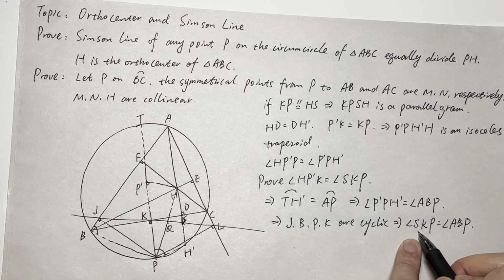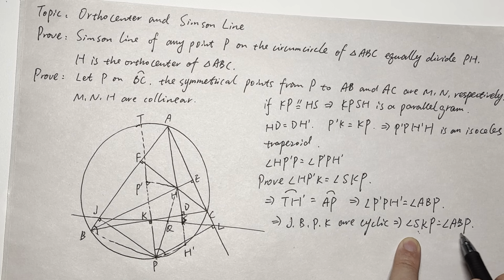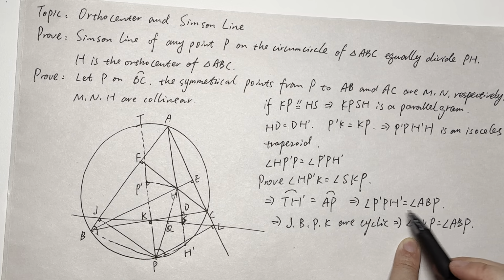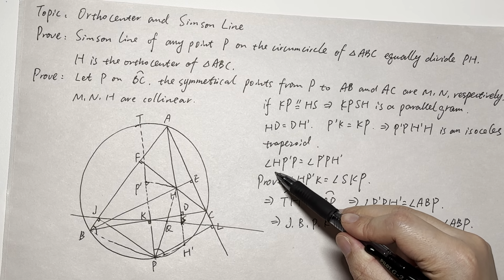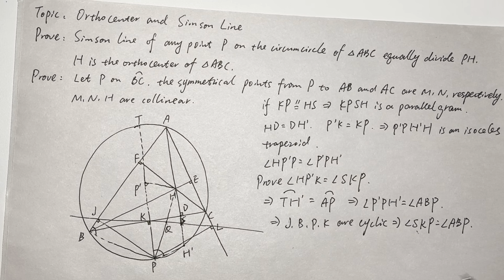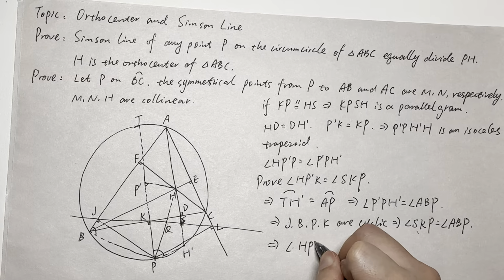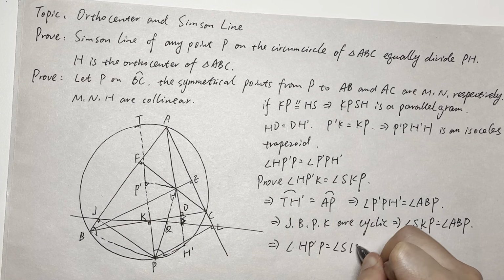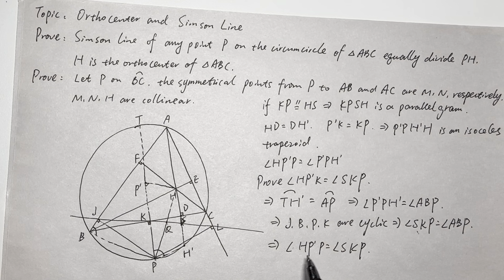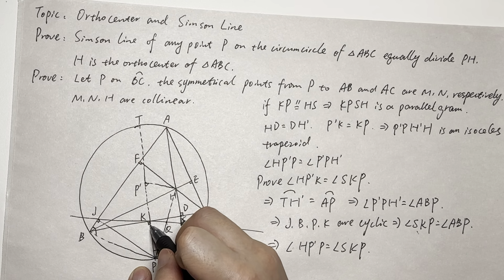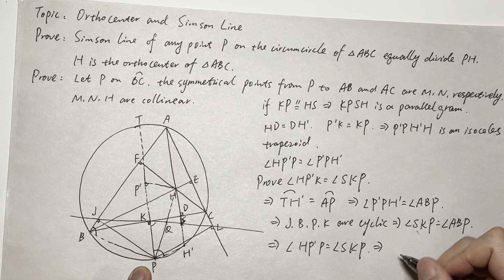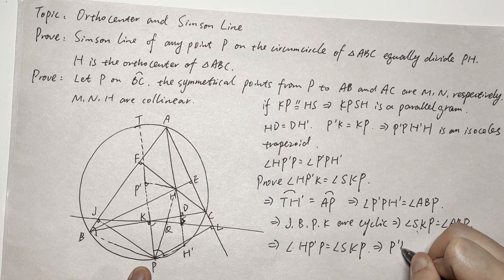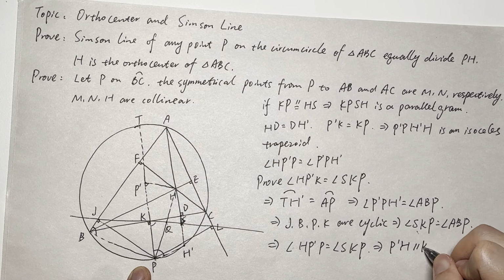Okay, now look at this one. Angle SKP equals angle ABP. Angle ABP equals angle P prime PH prime. And angle P prime PH prime equals angle HP prime P, which means angle HP prime P equals angle SKP, right? This angle equals this one. So then we know that P prime H is parallel with KS.